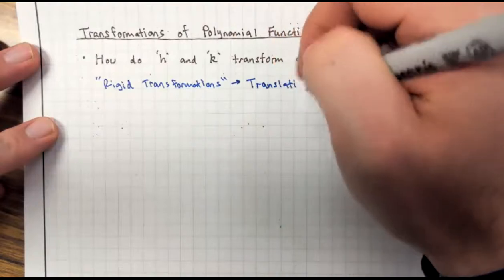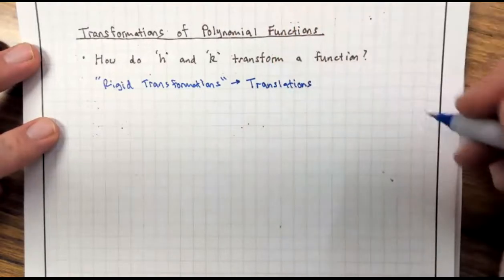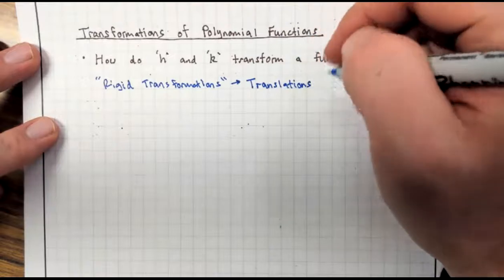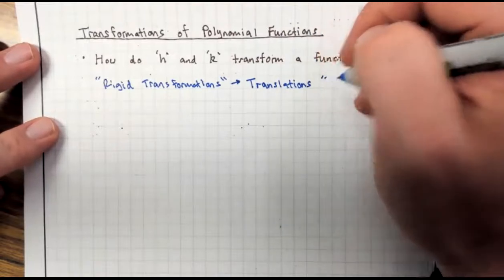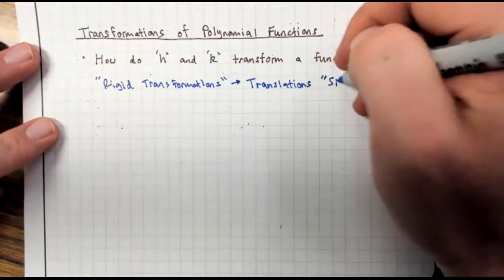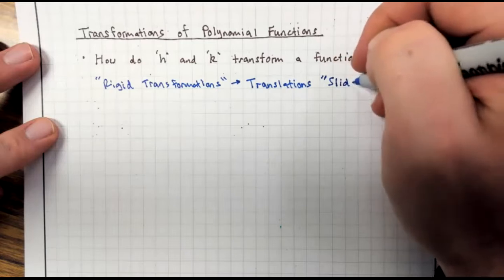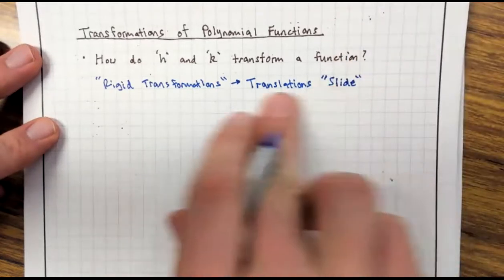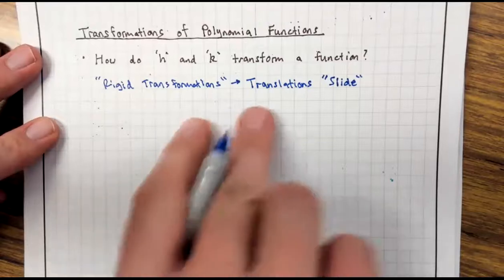Translations is what we're going to try to do. We're going to try to translate functions instead of just shapes. So if you remember from geometry again, translations are slides. It's one way to remember what a translation is. You take something and you slide it around, kind of like on a Ouija board or whatever, right?